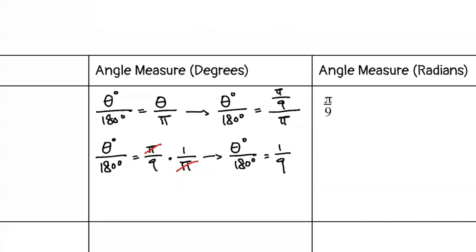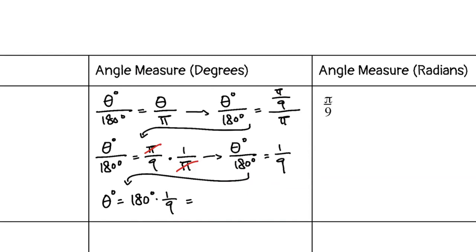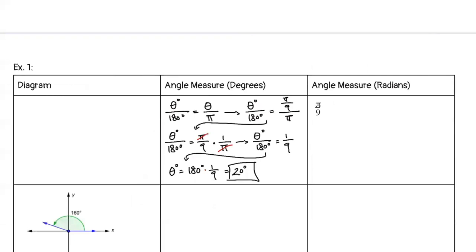Great. And what is my last step to get theta degrees by itself? Yeah, if I multiply both sides by 180, I get 180 degrees times 1/9. And it turns out that pi over 9 is a fancy way of saying 20 degrees. So one formula: plug in whatever information you have, and then solve for the thing that you're looking for.